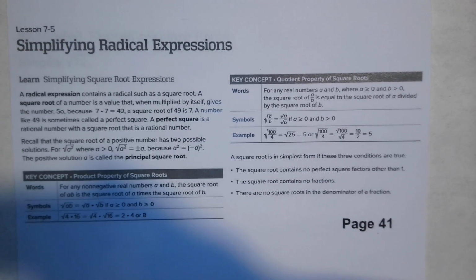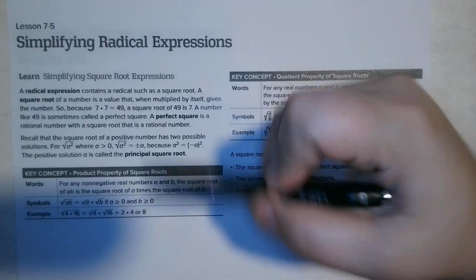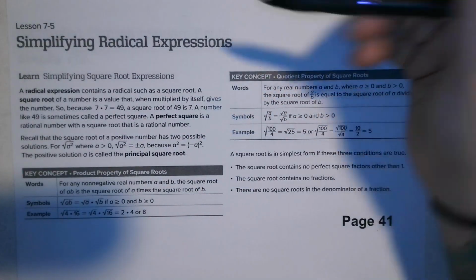Hello, today we're doing lesson 7-5. We're simplifying radical expressions. It's on page 41, and it's take 2, but I figured out why my camera quit recording. I hope this is not too blurry. Here we go. So here's some vocab that you might need to know.